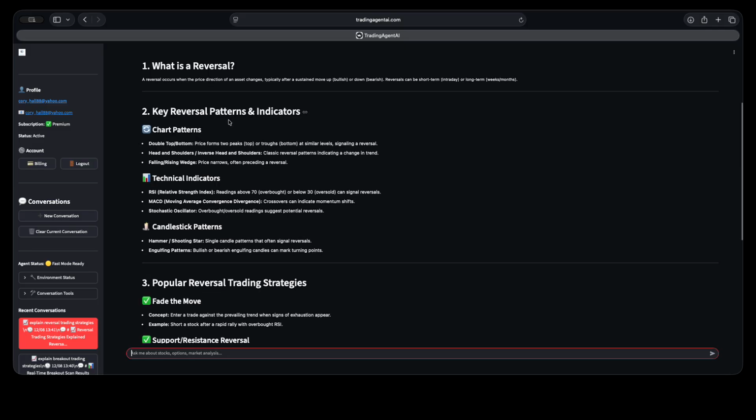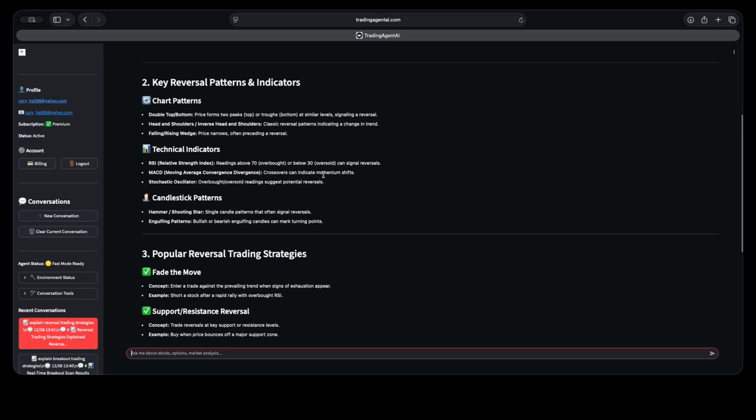And so, some key reversal patterns and indicators. Chart patterns are a big one. Double top, double bottom patterns: price forms two peaks or troughs at similar levels, signaling a reversal. Head and shoulders or inverse head and shoulders are classic reversal patterns indicating a change in trend. And falling and rising wedges, where the price narrows, often precede a reversal.